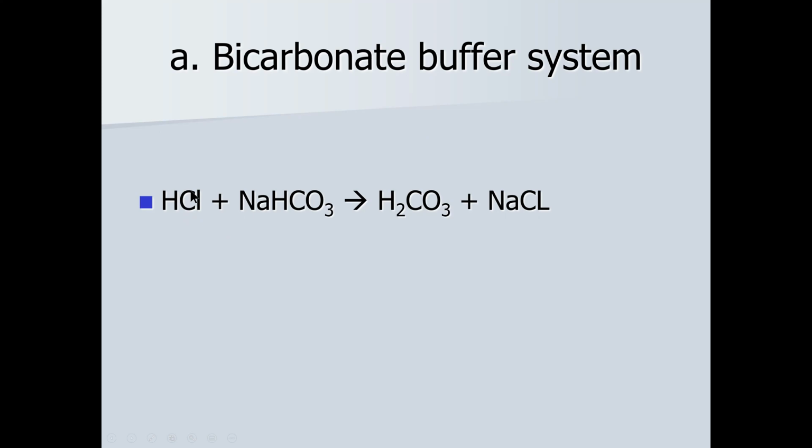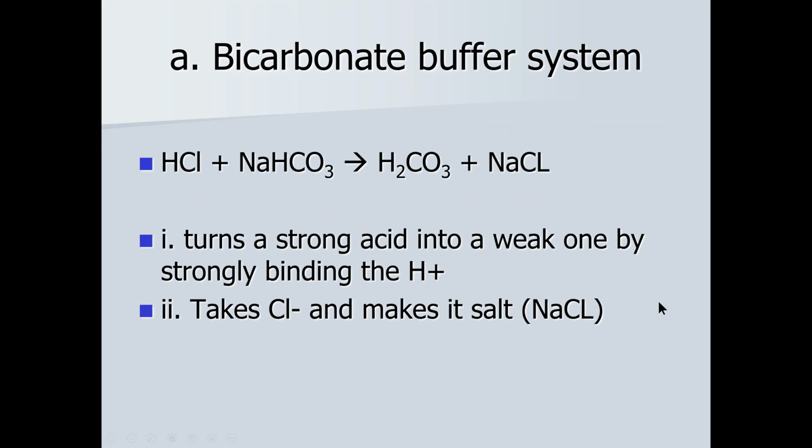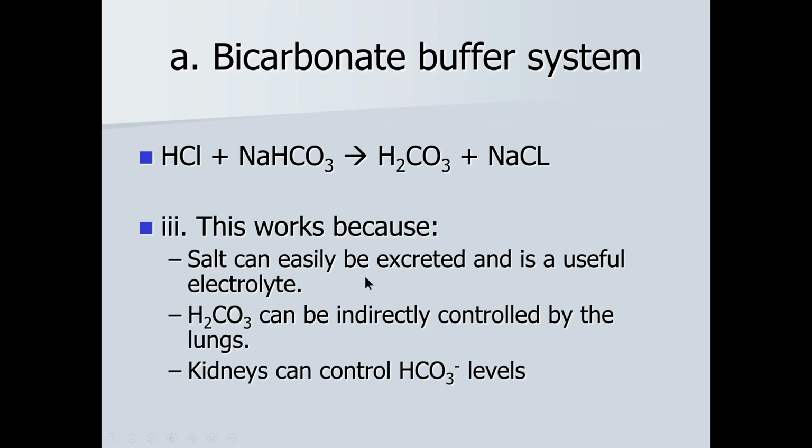Hydrochloric acid is a strong acid. It's going to completely dissociate into the hydrogen ion and the chloride ion. The hydrogen cation is going to bind with the HCO3 and form carbonic acid. The chloride anion is going to combine with the sodium to form sodium chloride. So strong acid plus weak base gives a weak acid and a salt. It turns a strong acid into a weak one and takes chloride and makes it a salt. This works because salt can be easily excreted, and it's a useful electrolyte.